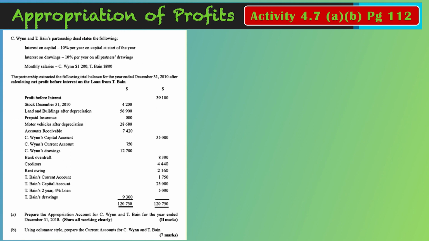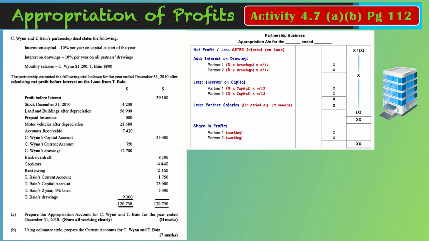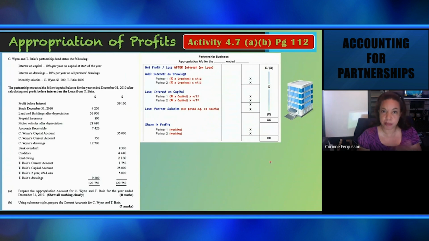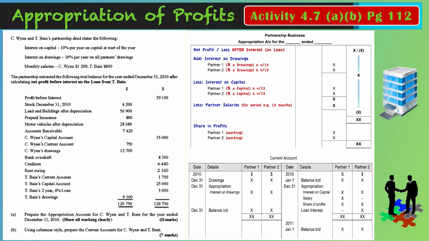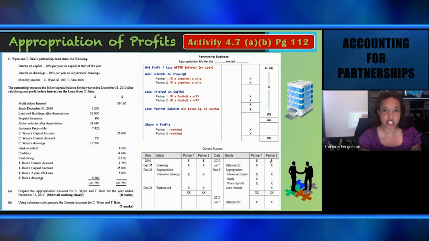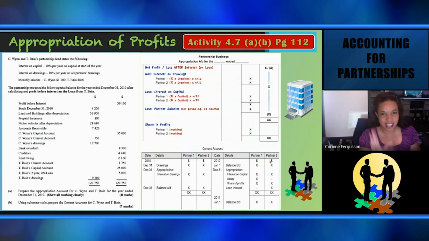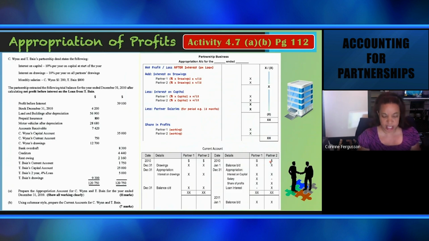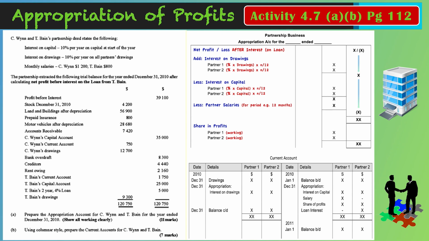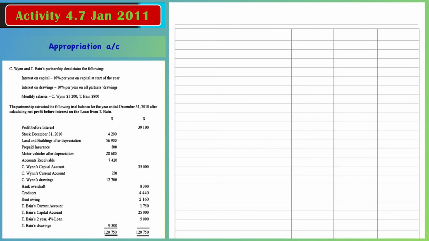4.7, A and B. A was to do the appropriation account, which once again is from the partnership's point of view, the business point of view. And then in B, you had to do the current account, which is from the partner's point of view. So appropriation account, business point of view, the partner's current account from the partner's point of view. Okay, so let's go into the activity and correcting the activity.